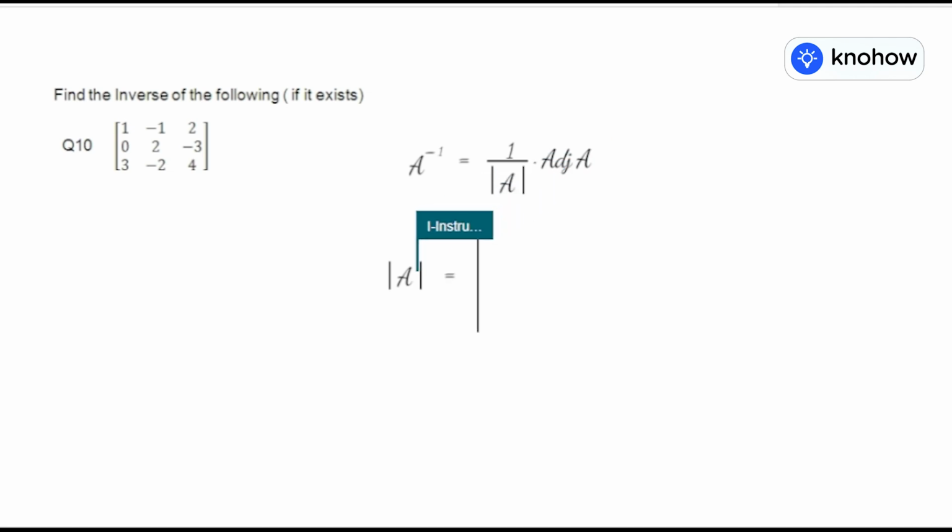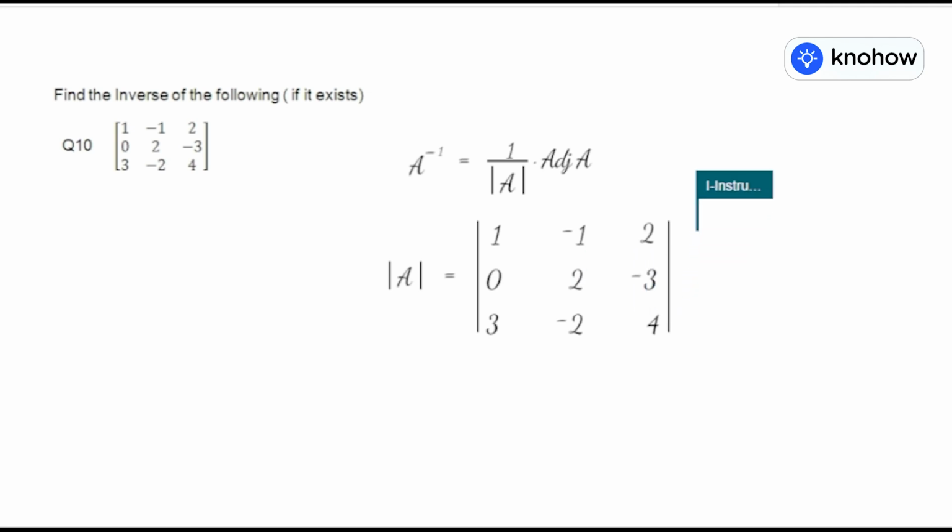That is determinant 1, minus 1, 2 are the elements of the first row, 0, 2, minus 3 the second row, and 3, minus 2, 4 are the elements of the third row. Now let us work out the value of the determinant along C1. Why particularly along C1? Because at least one 0 is there. It will be convenient, though you may do it with R1 or whatever you like.